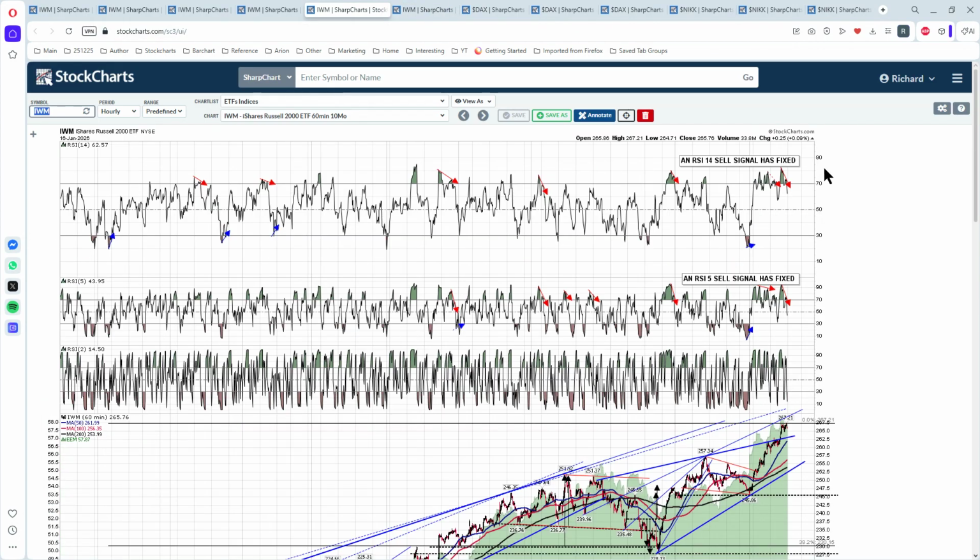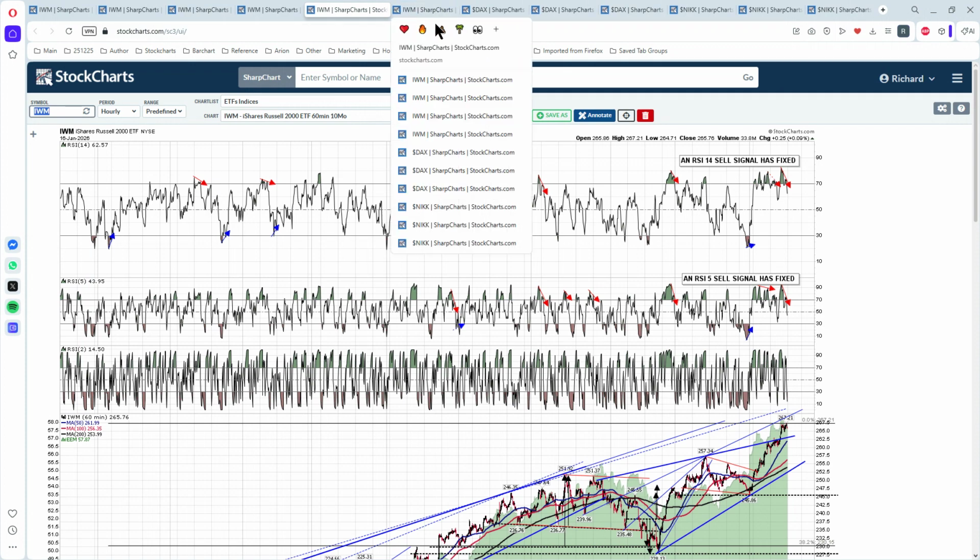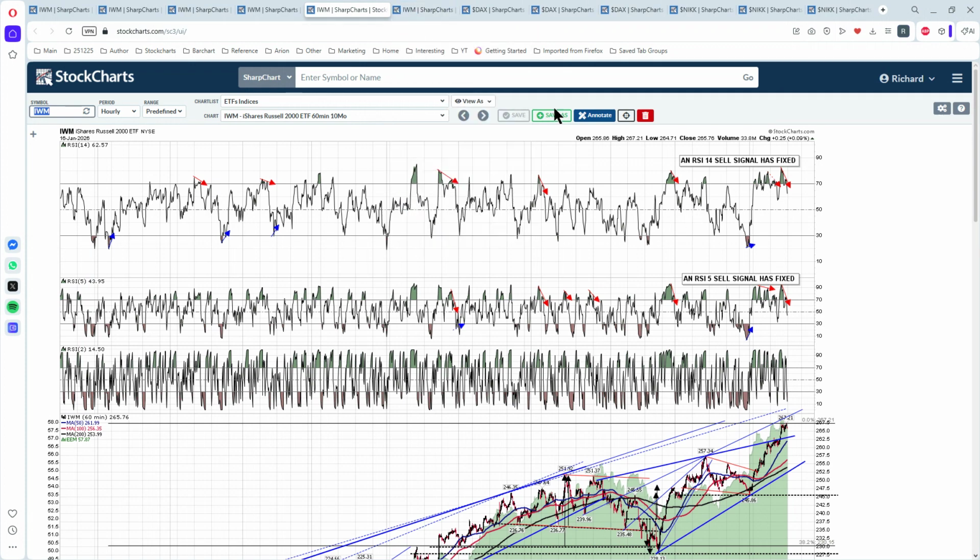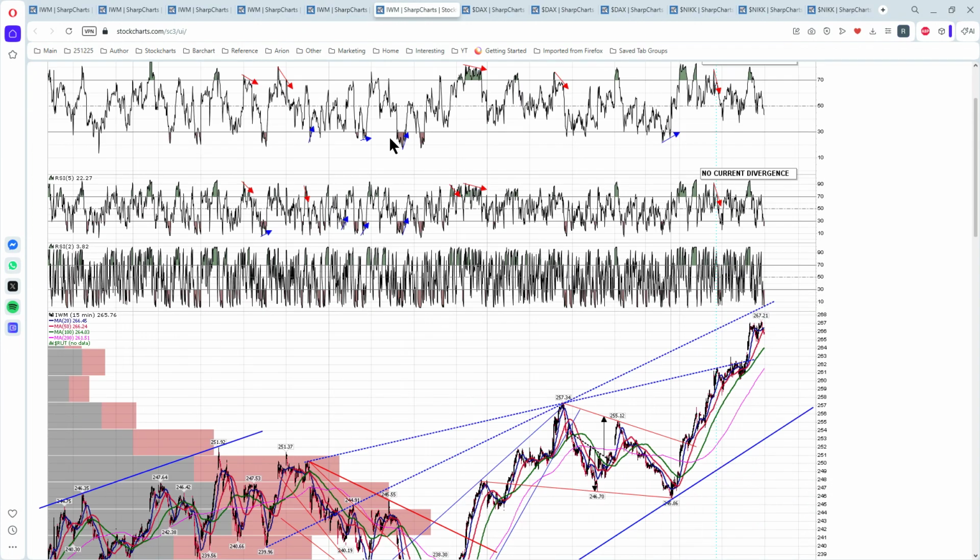On the hourly chart, we've got an RSI 14 sell signal fixed now and an RSI 5 sell signal fixed. RSI 5 is probably going to make target at the open this morning. RSI 14 probably won't, and we'll need some more downside.